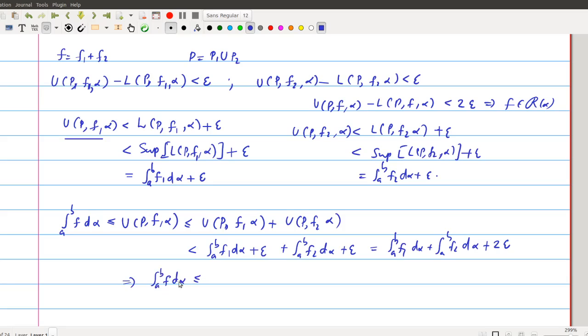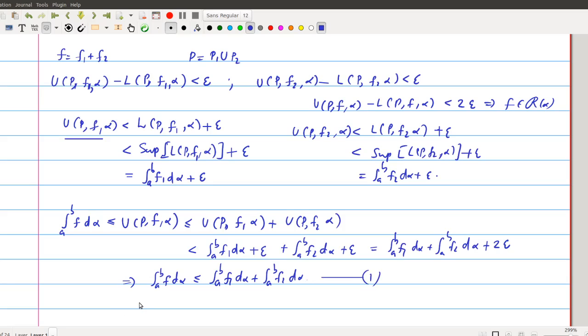Okay, since epsilon is arbitrary, we can write that the integral from a to b of f d alpha is less than or equal to the integral from a to b of f1 d alpha plus the integral from a to b of f2 d alpha. So less than or equal to, when epsilon tends to 0, this is true for every positive quantity. So this tends to 0, then this will be less than or equal to. Okay, this is equation number 1.